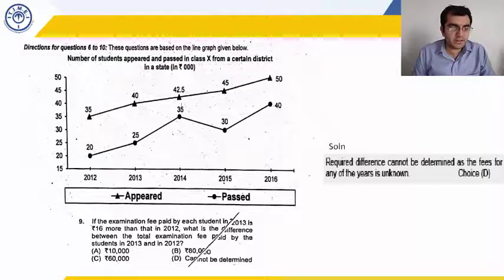However, if the number of students had been the same in both the years, let's say 35, then the answer would have been 35 into x plus 16 minus 35x. And then you could have possibly gotten an answer. So you need to be careful over here that in this case, the answer is cannot be determined due to the numbers, but it could have also been an actual absolute value answer.